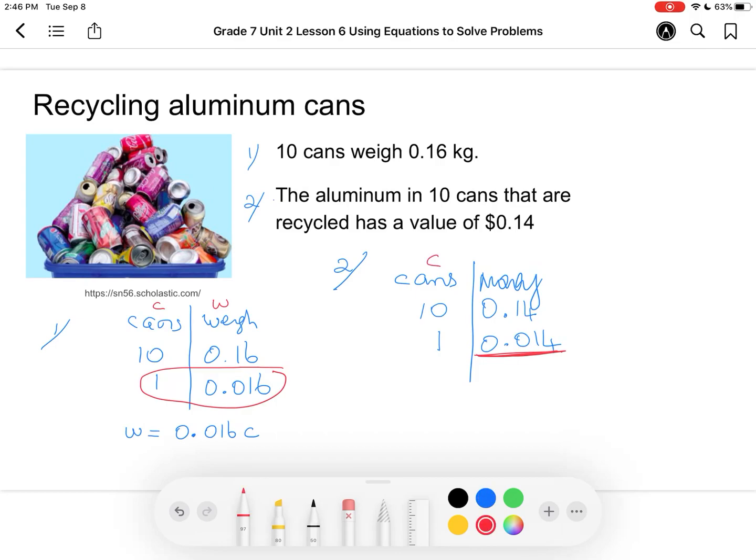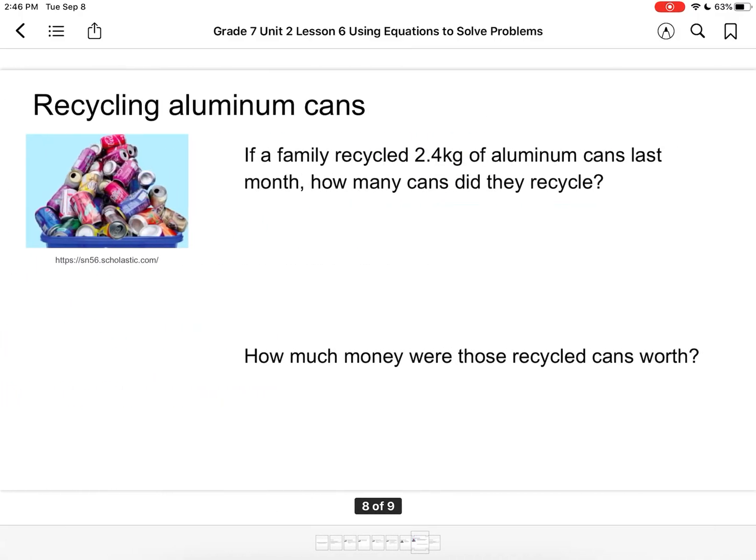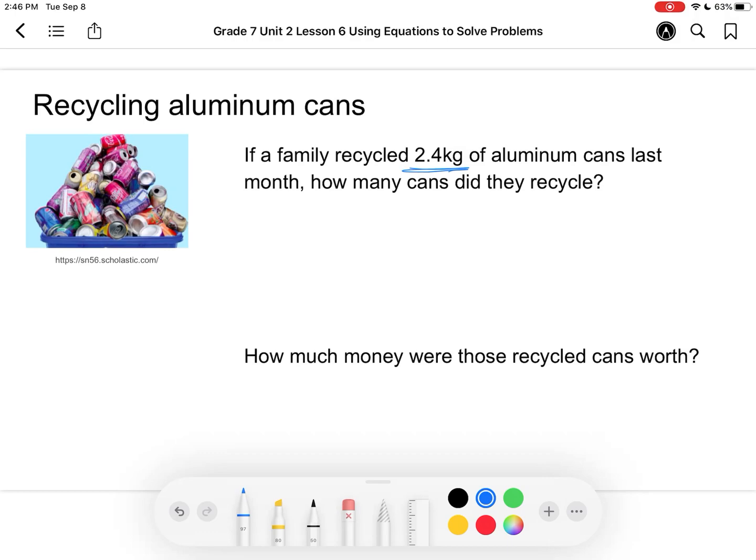And so I'm going to say C for cans again. And this time I'm going to say M for money. And so my equation is going to be M equals 0.014C. So now that I have my two equations, I can use these to solve questions. So the first one is relating weight to number of cans.